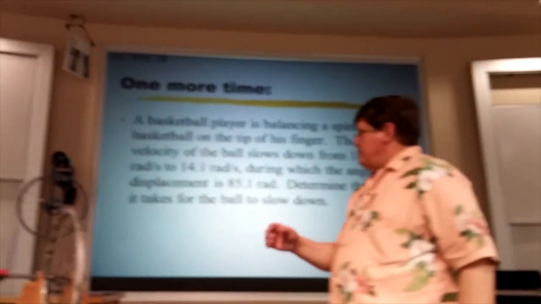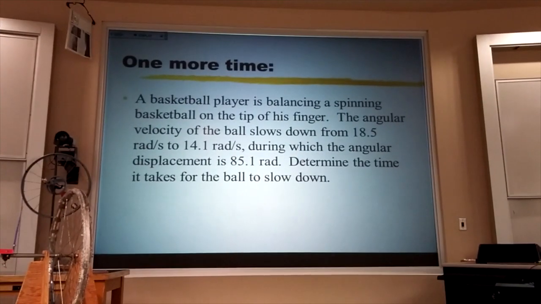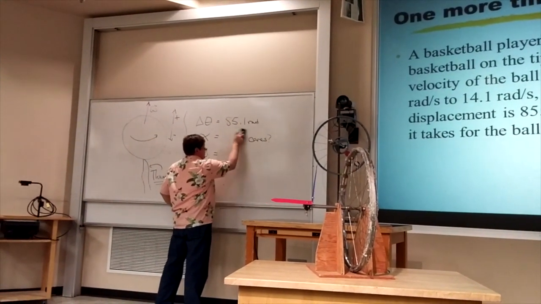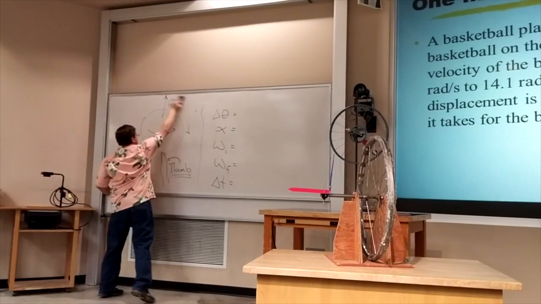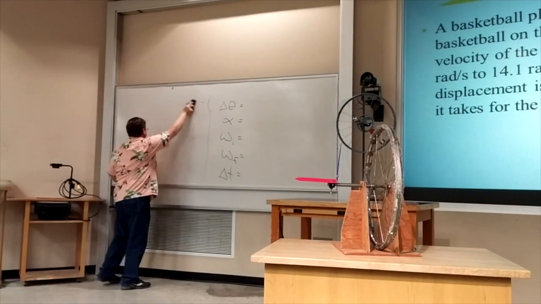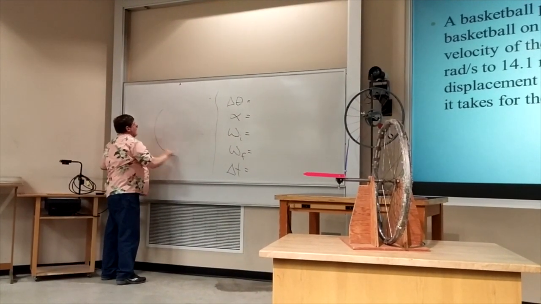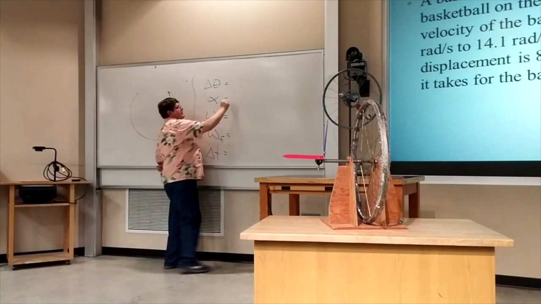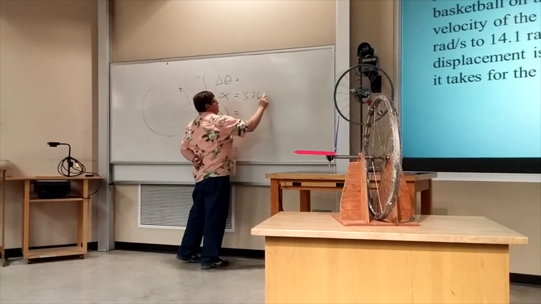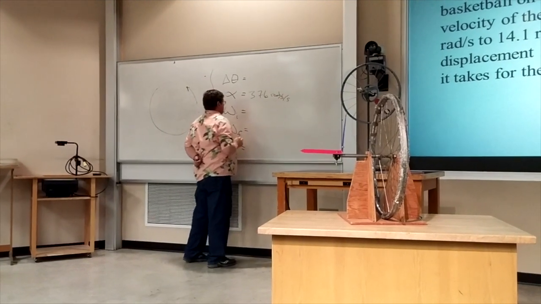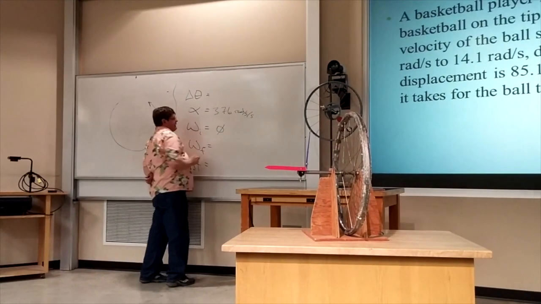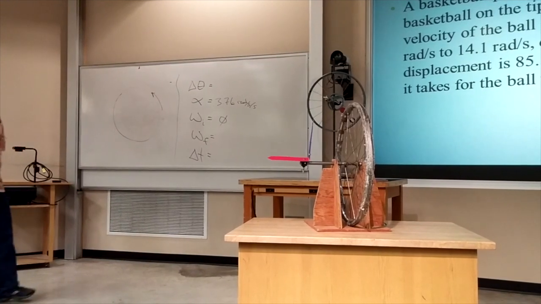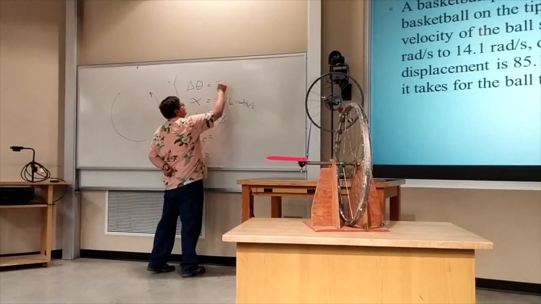Now, in your homework, you had a problem where a wheel was spinning this way, and it had an angular acceleration of 3.76 radians per second squared, and it started from rest, and it went through 30 revolutions. Okay? Now that's going to be the delta theta, 30 revolutions.